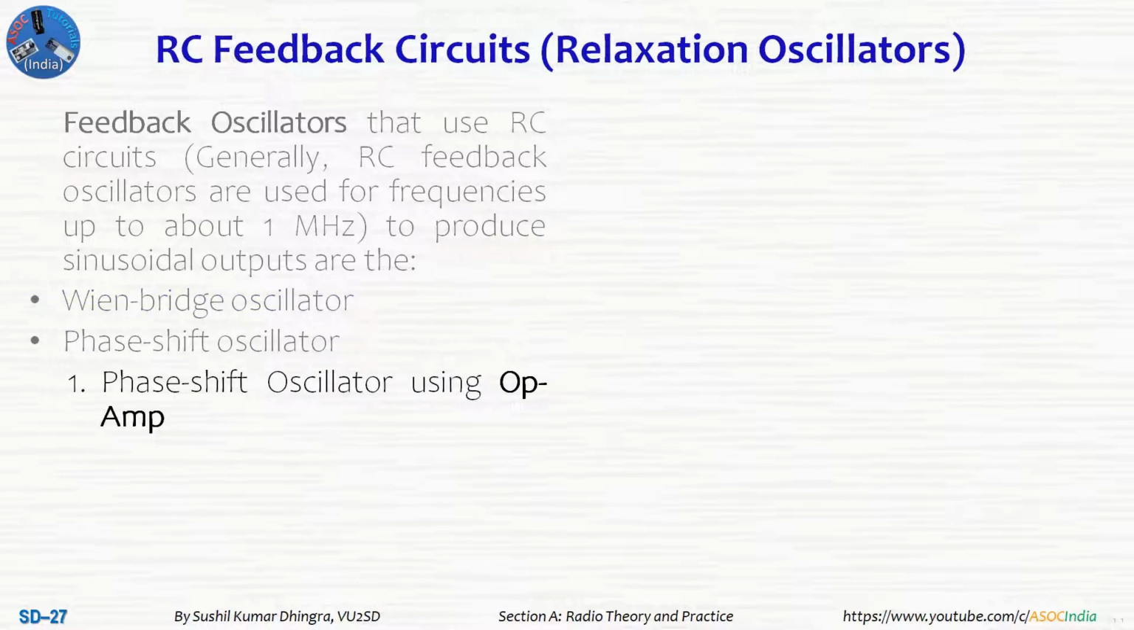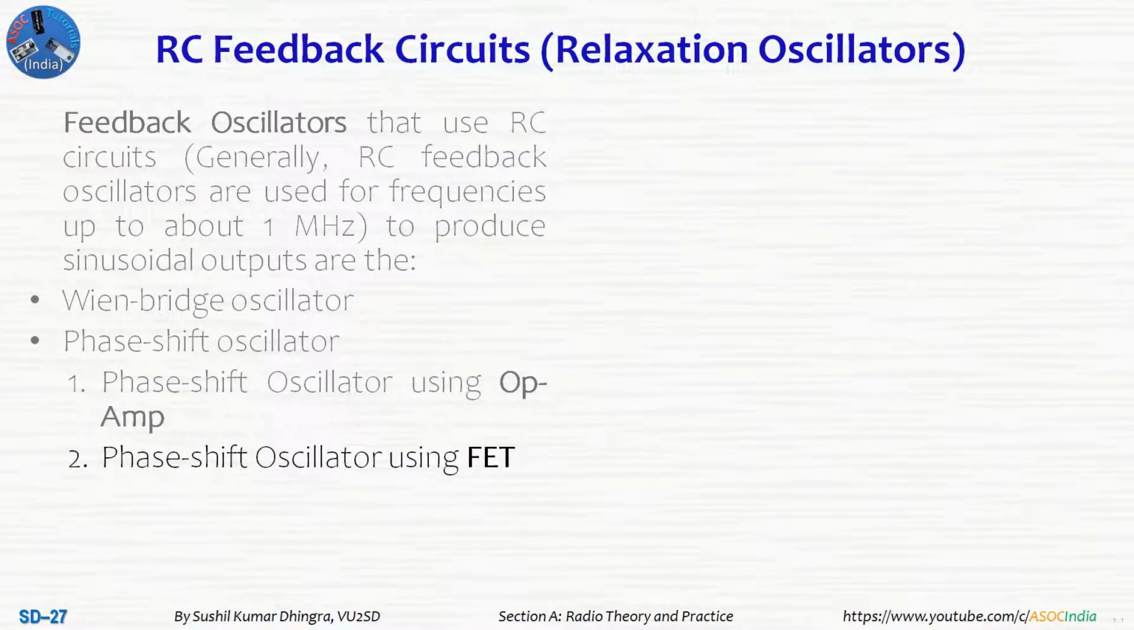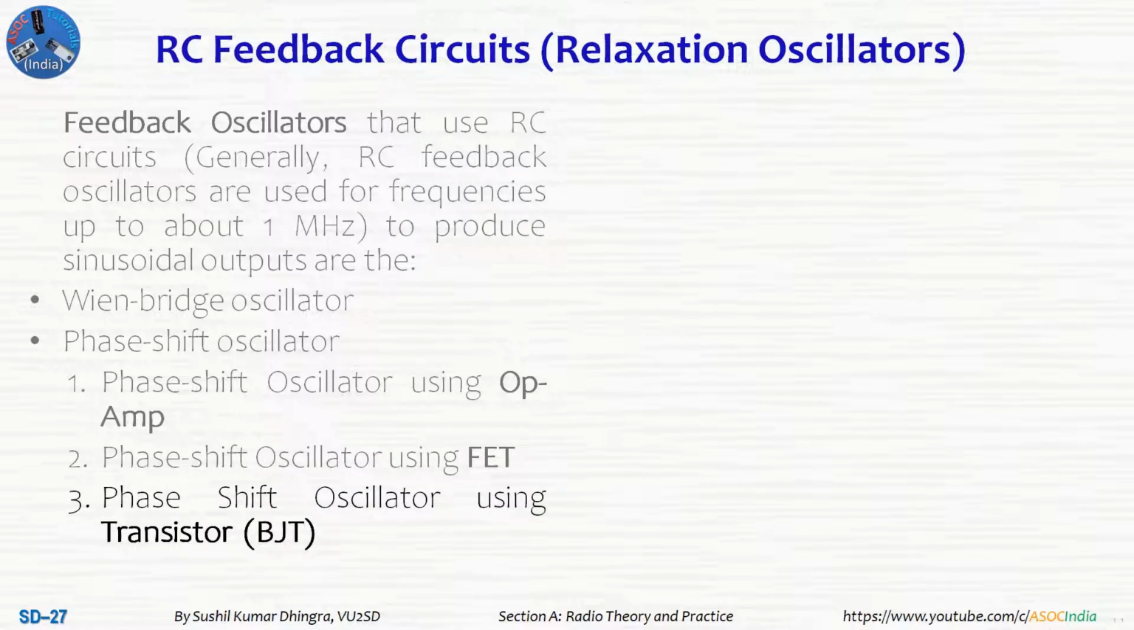Just one thing I want to tell you: for the phase shift oscillator we can use an operational amplifier. The ASOC exam may not ask about operational amplifiers, so I am not going to cover it. I am using a FET, field effect transistor, which I have already covered in previous sessions. The BJT, bipolar junction transistor, I have also covered in a previous session. I am not going to cover them in detail because you already have them from previous sessions. And the twin-T oscillator, this one I am going to cover today.